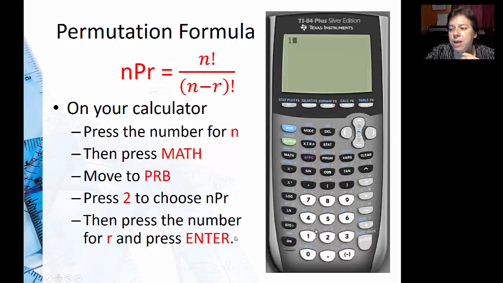So here we go. I'm putting in 15, math, move over to PRB. Then you can see the 2 choice. So I'm going to go ahead and come down to 2. And then I'm choosing 10 of them. So I'm going to hit 10 and hit enter. And I get exactly the same answer.